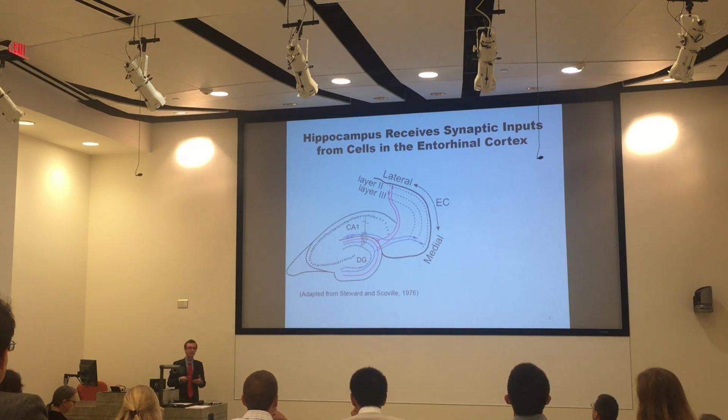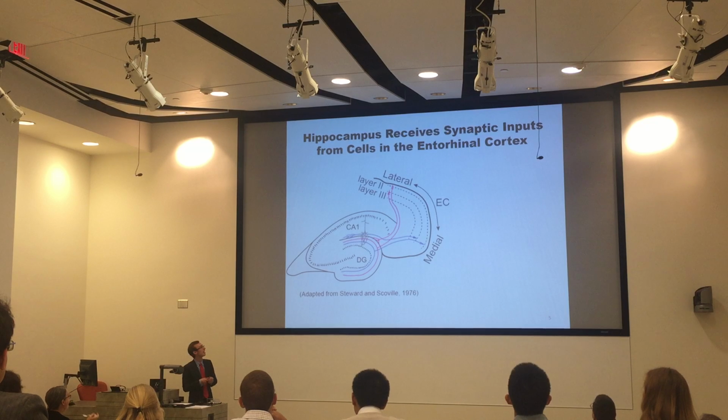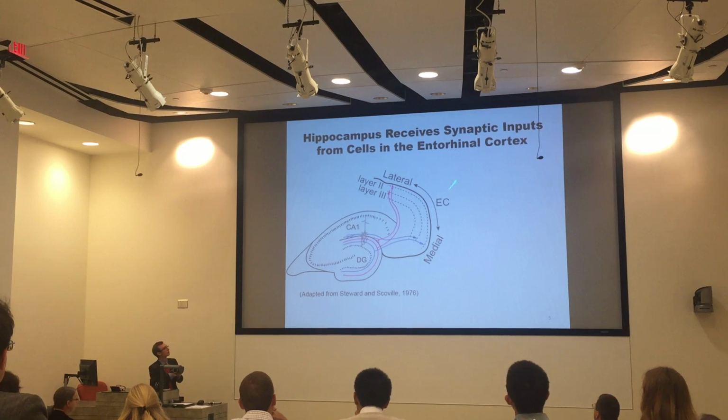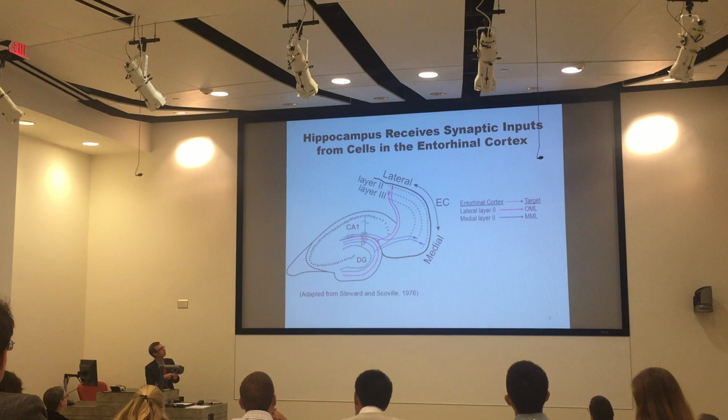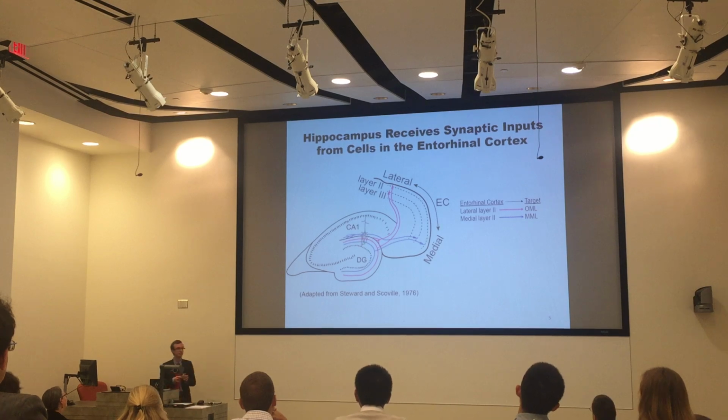The reason I'm interested in these two specific regions is that they have distinct neuronal populations: in area CA1, the pyramidal cell, and in the dentate gyrus, the granule cell. They receive similar presynaptic inputs from the entorhinal cortex. Specifically, the lateral layer 2 projects to the outer molecular layer of the dentate gyrus, and the medial portion of layer 2 projects to the middle molecular layer of the dentate gyrus, and that refers to the proximity to the cell body that the dendrites are located.